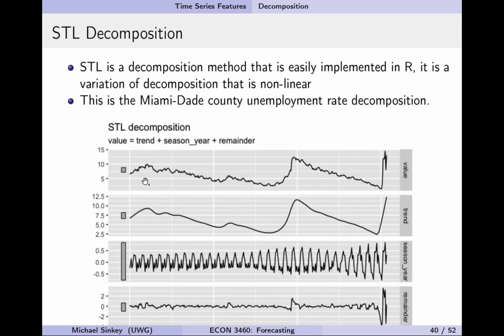Now, STL decomposition is something that R will produce. It's very difficult to do by hand, but it's a variation of decomposition that's nonlinear. R does it for us automatically. So we just run model STL, take the time series that you want, and here I've decomposed some unemployment data from Miami-Dade County. This is the time series. Smooth out to, here's the trend. Here's the seasonality, and you can see it kind of opening up a little bit more, and then here is the remainder, and you can see the remainder is essentially mean zero.